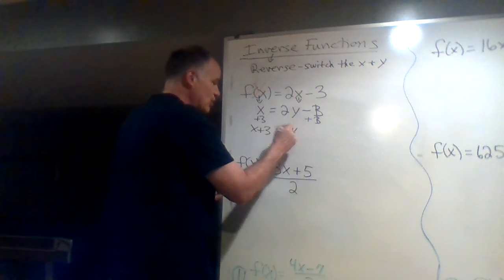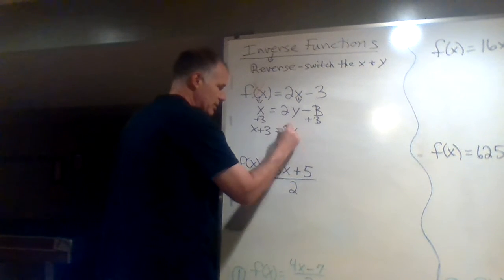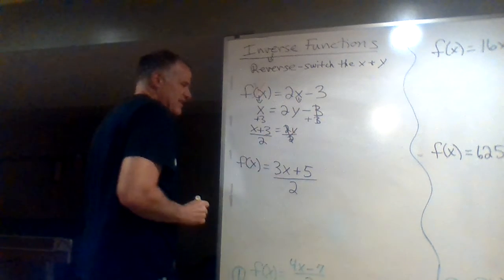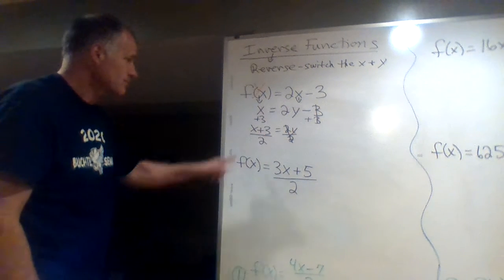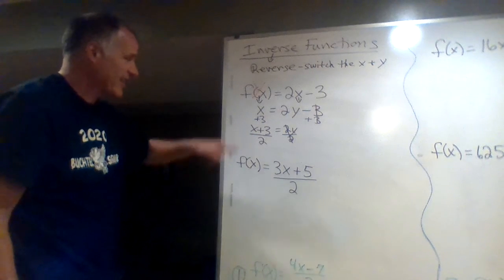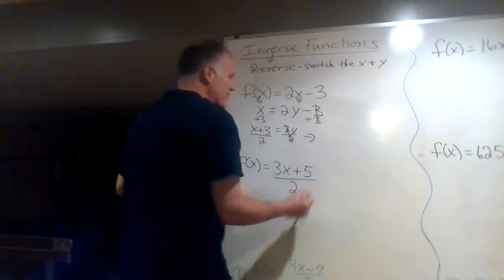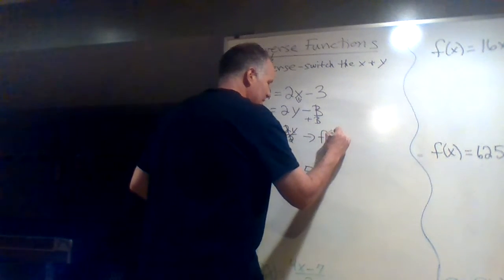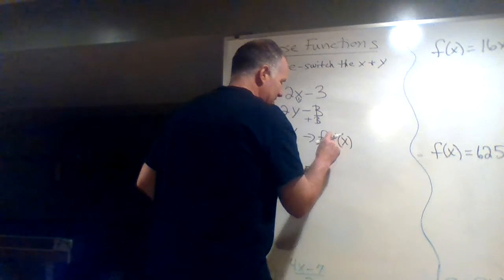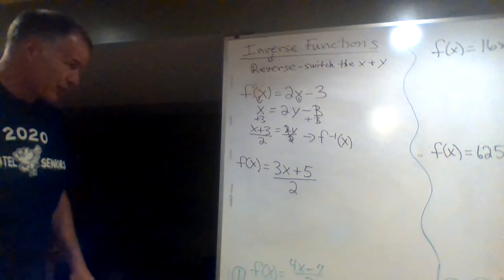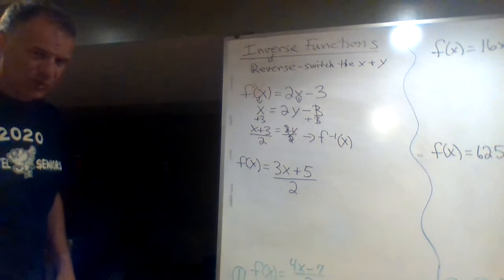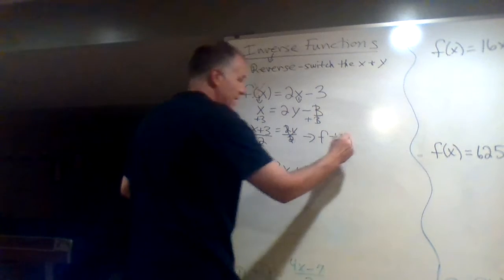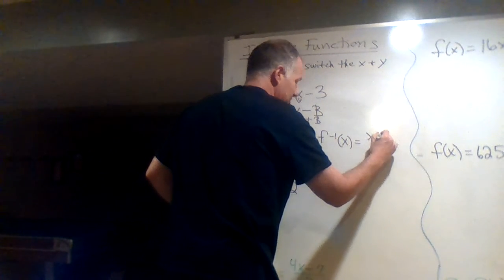I need to get 2 away from the y, so I divide by 2. Now again, I've got a binomial here, so they both will be divided by 2. Obviously that cannot be simplified, that cannot be solved. Now again, inverse notation is f to the negative 1 of x. So this little minus 1 is called inverse notation. When you put that on the function notation, that means it's the inverse. And basically, I'm done. That's the answer.